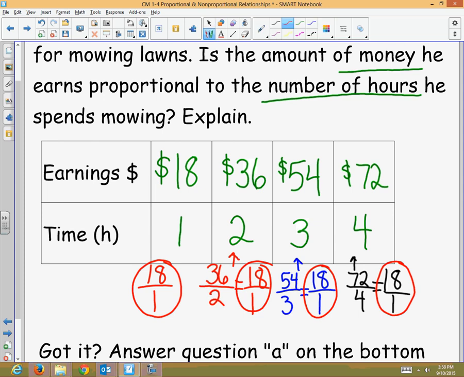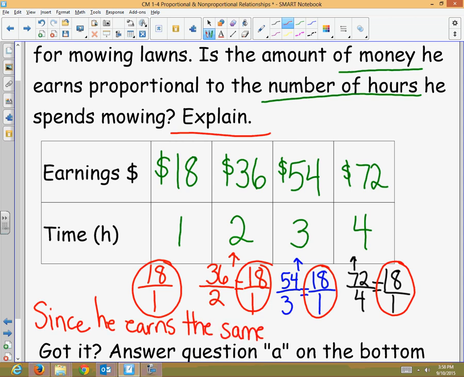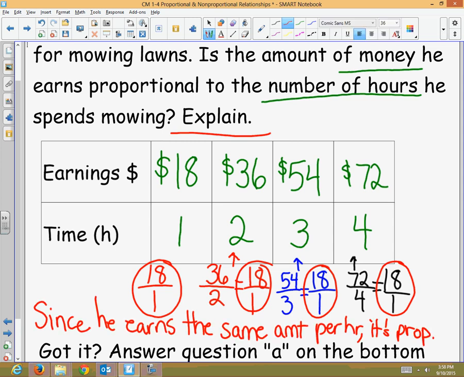This is the most important part of our answer. How can we explain that it is proportional? Well, since he earns the same amount per hour, $18 per hour, same amount per hour, it's proportional. And I'm abbreviating because I'm out of space, but I would expect you to write out your sentence in the work zone on your paper.